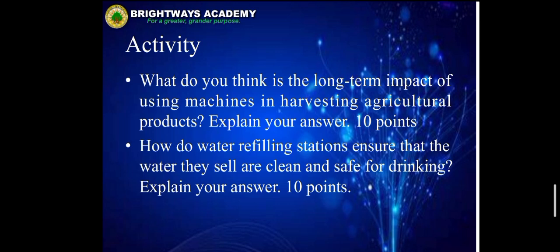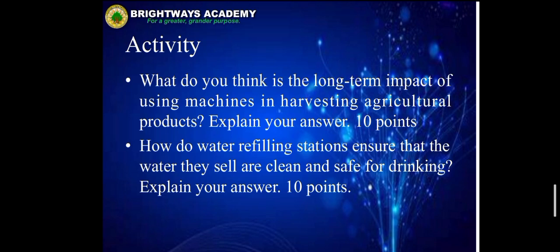Okay, that's the end of our discussion for this lesson. So for your activity, you have to answer the following question. So what do you think is the long-term impact of using machines in harvesting agricultural products? And then you are going to explain your answer.